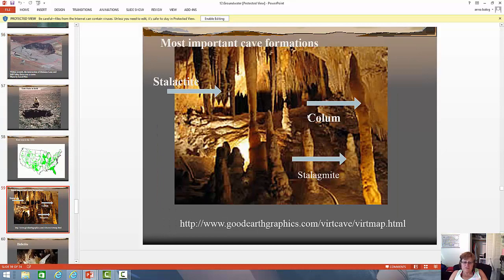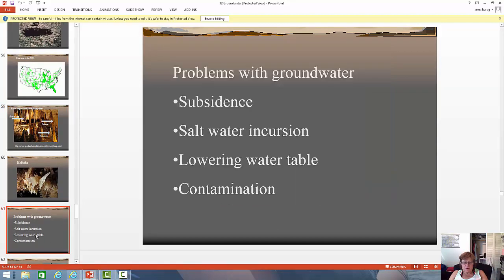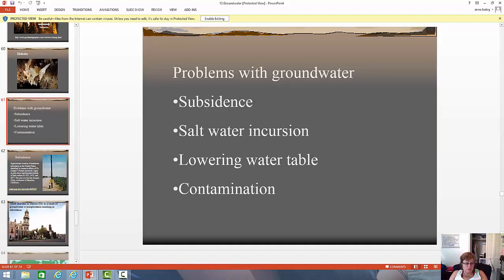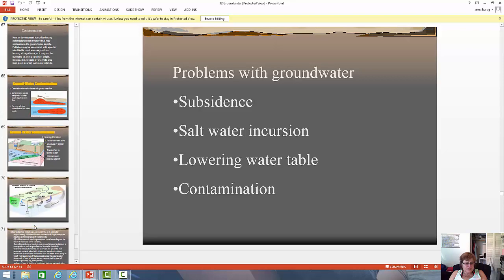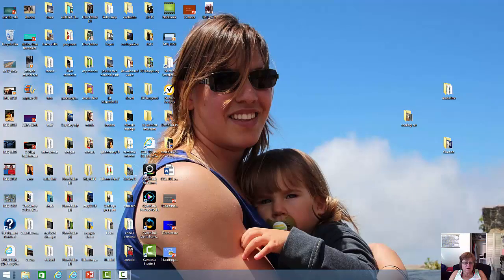Know a little bit about the formations in the cave. We went through these at Dixie Cavern. And then the problems, of course. And when I asked you the problems with groundwater, you got to know all this, and which one means what. This is really important, okay? And this is just all about that. So they finish with the groundwater.